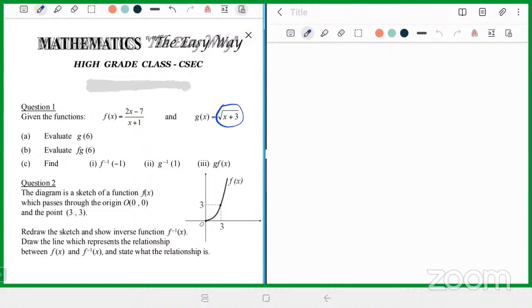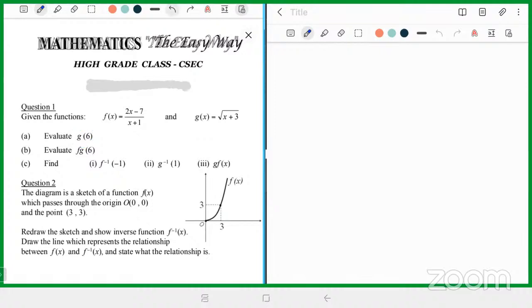Well, g is a power function because it can be written as x plus 3 to the power half. The square root is really when the power is a half. That's why we're writing it as an index. And then they ask us the normal things. First, I want g of 6. So g of 6 means that we want to put 6 in the g function right there. Simple as that.